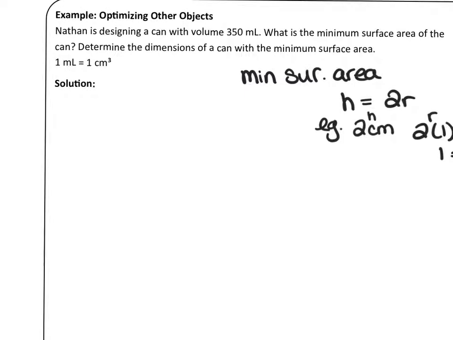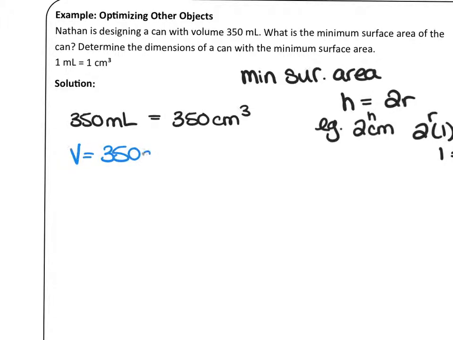So let's go to our example. We have 350 milliliters. Now I told you that 1 milliliter was 1 centimeter cubed. So milliliters aren't as easy to work with when we're dealing with surface area. So we'll just change this to 350 centimeters cubed. So we're going to sub it for volume, because we know that that is 350 centimeters cubed. And we're going to solve for the radius in order to find out what the radius has to be and then what the height has to be.